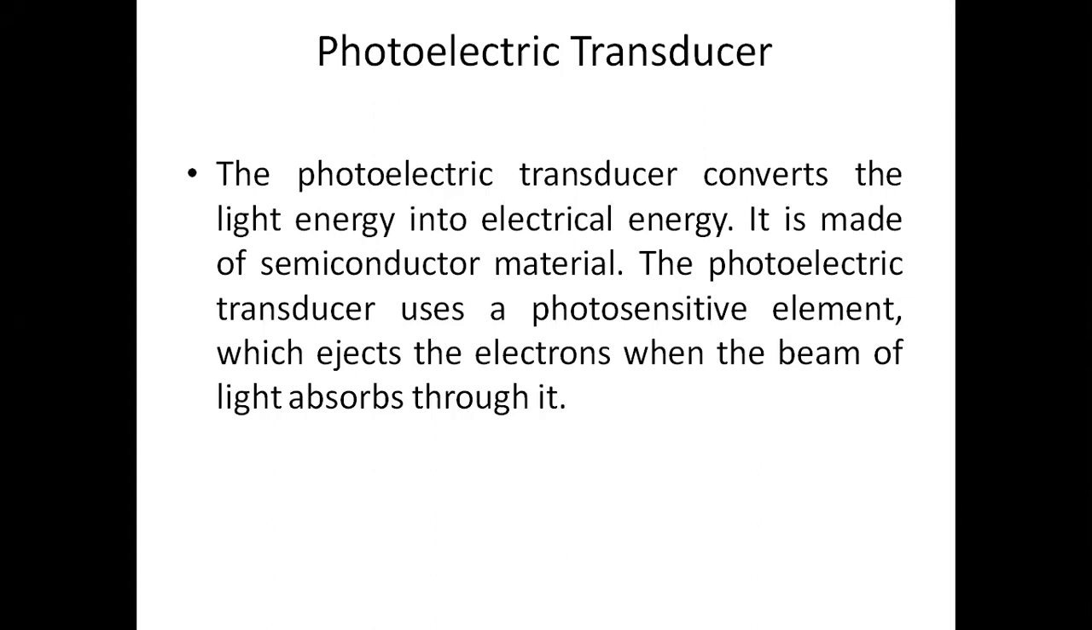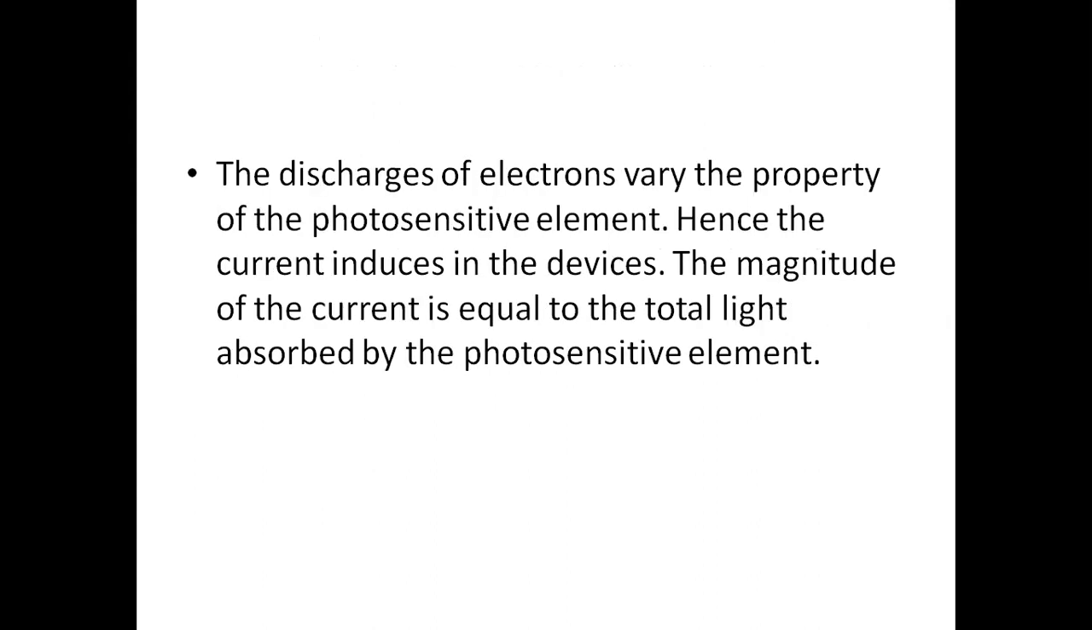This transducer converts light energy into electrical energy, and it is made up of semiconductor material. The photoelectric transducer uses a photosensitive element which ejects electrons when a beam of light is absorbed through it. The discharge of electrons varies the property of the photosensitive element, hence current is induced in the device. The magnitude of the current is equal to the total light absorbed by the photosensitive element.